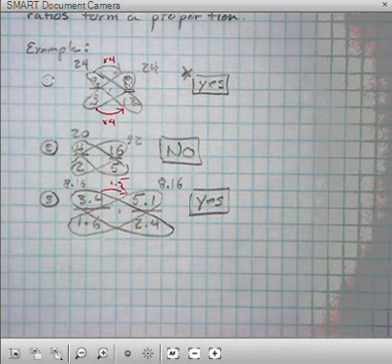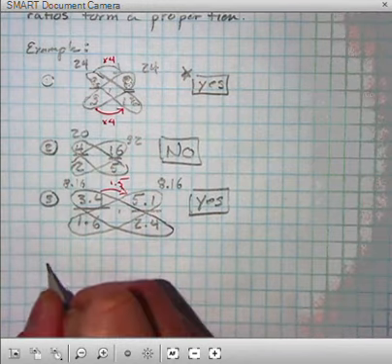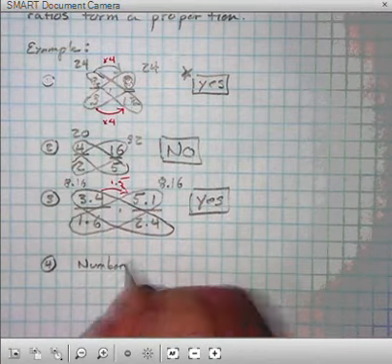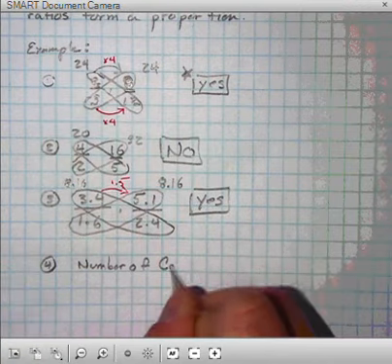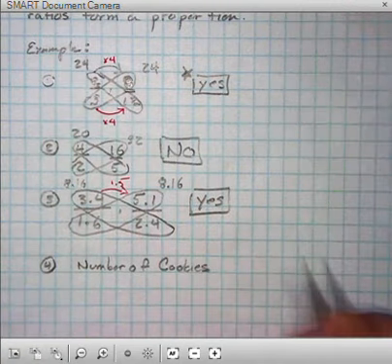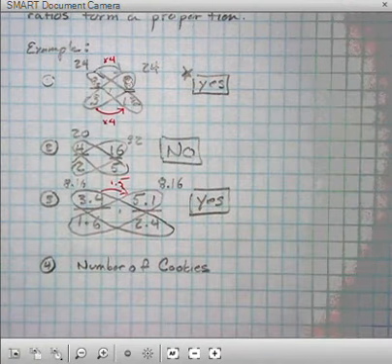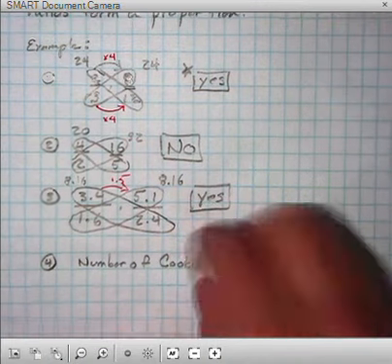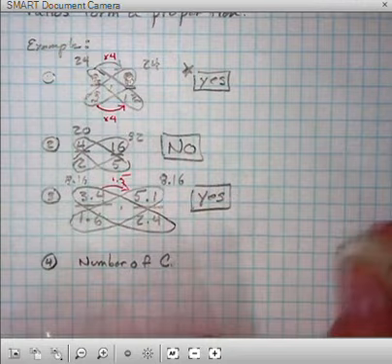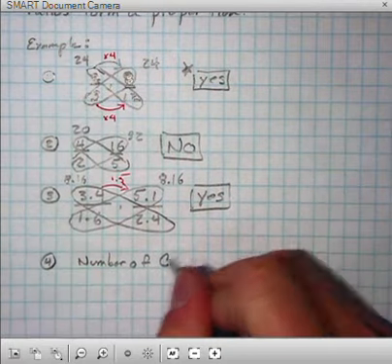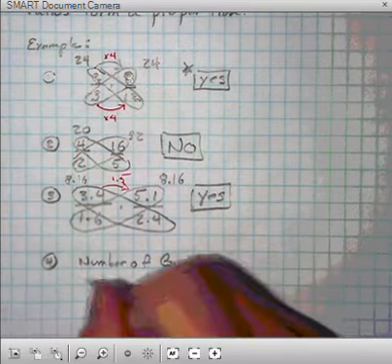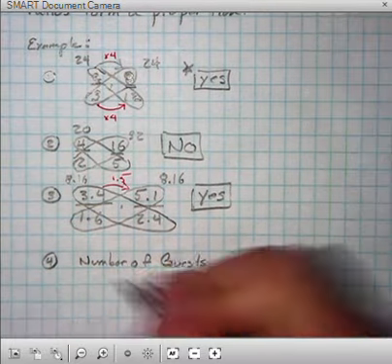Let's try another one. Oh, that's supposed to say number of guests. Sorry. So the number of guests and the number of cookies.